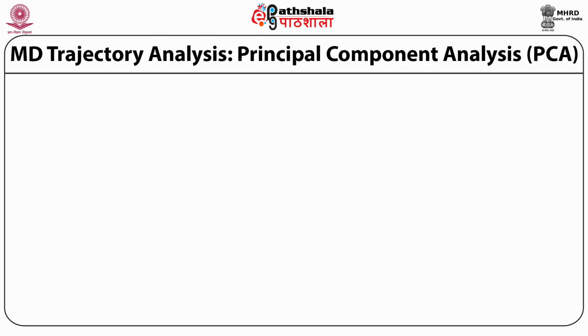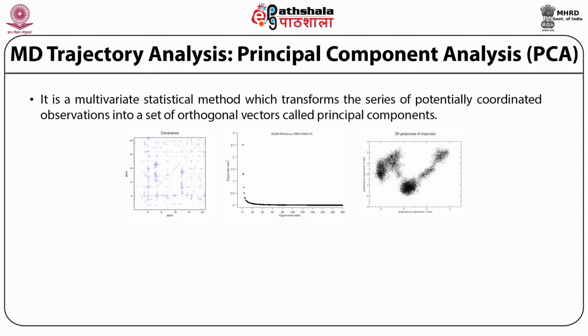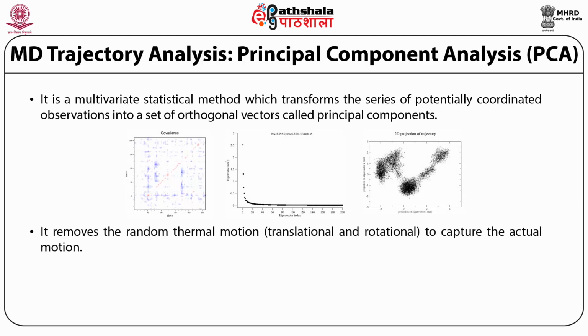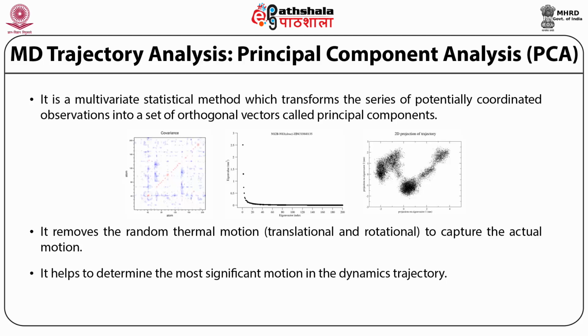Principal component analysis of MD trajectory is also very often performed. Principal component analysis is a multivariate statistical method which transforms the series of coordinate observations into a set of orthogonal vectors called principal components. This is required to remove the random thermal motion, which is translational or rotational motion, so that we can capture the actual motion of the protein, which is more significant. It helps to determine the most significant motion in the dynamics trajectory. It also helps to determine the domain motion in a protein with respect to the other domain.